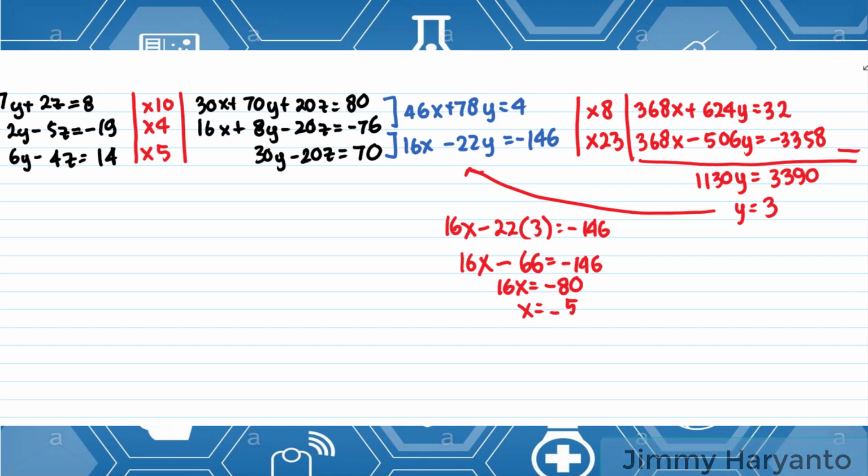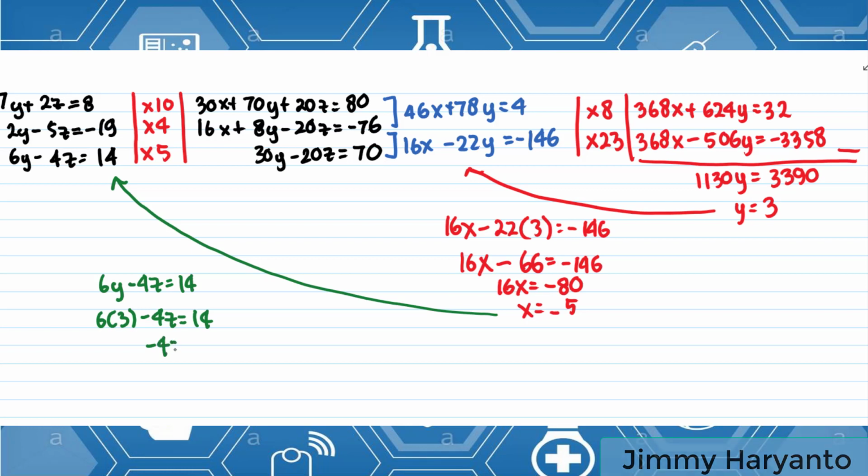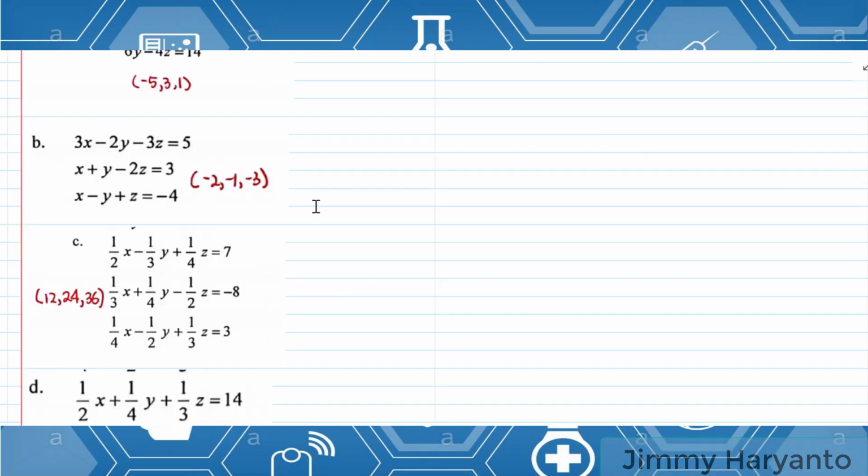Okay, and the last part I have to find the z. Maybe this one is easier. 6y minus 4z equals 14, and the y is 3. Negative 4z equals 14 minus 18, negative 4. So z equals 1. There you go. It's a long way because the numbers are so big.